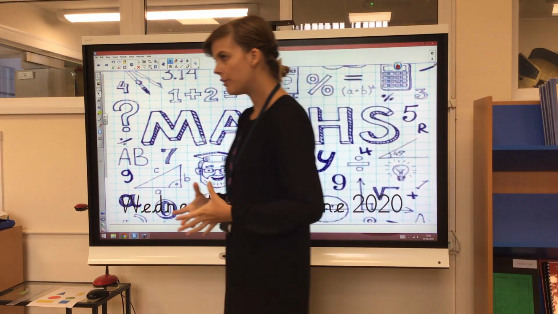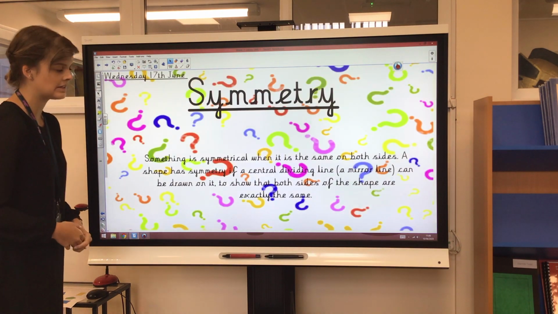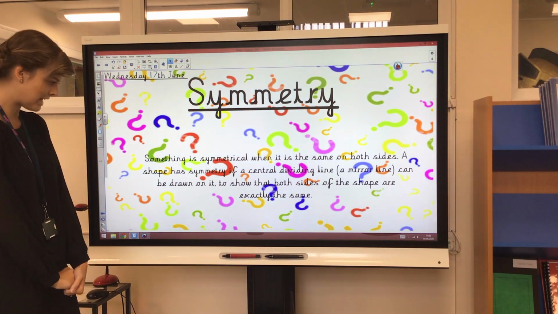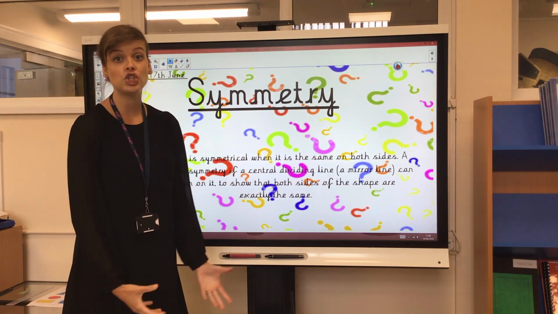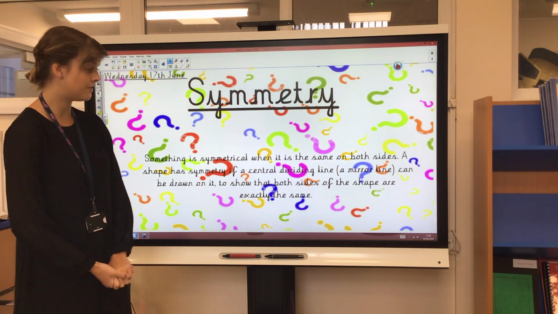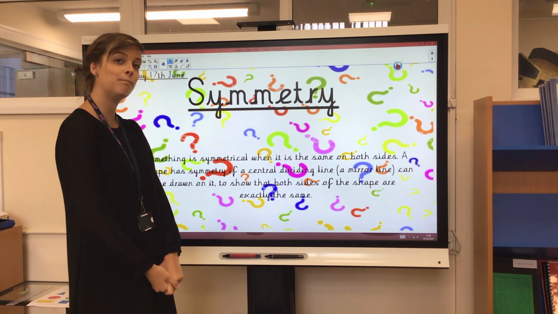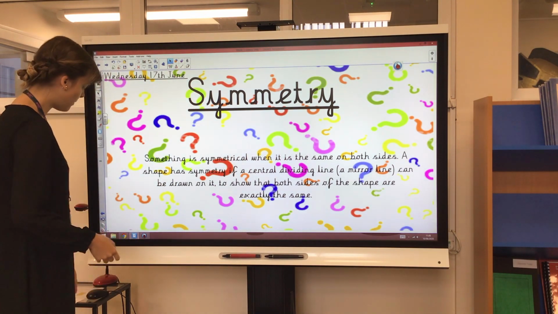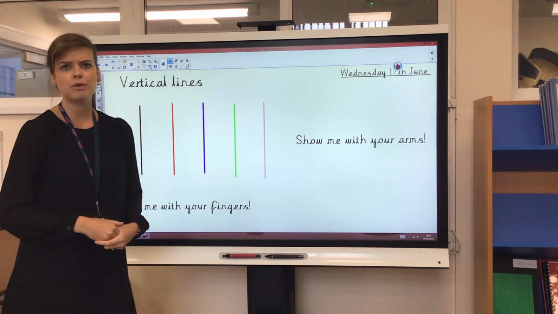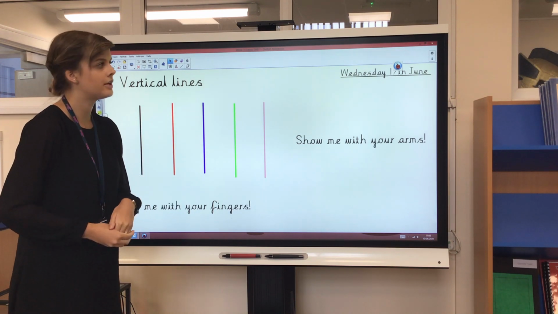So again, we're still talking about symmetry, so let's remind ourselves of what symmetry means. Say it with me if you know: something is symmetrical when it is the same on both sides. And in mathematics, when we look at shapes and symmetry, a shape is symmetrical if a dividing line, a mirror line, can be drawn on that shape to show it is exactly the same on both sides. One way to remember symmetry is again to look at butterflies, but we should be able to remember what symmetry means for now. It's Wednesday already, oh my goodness.